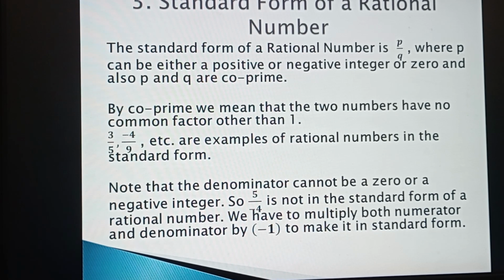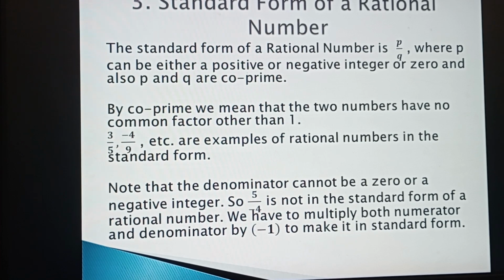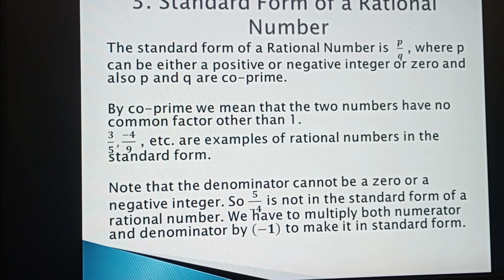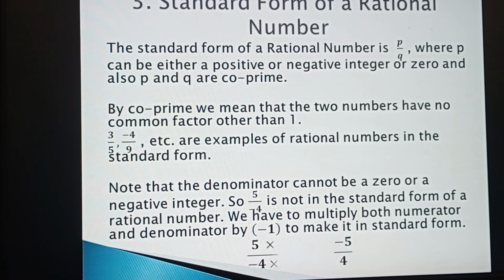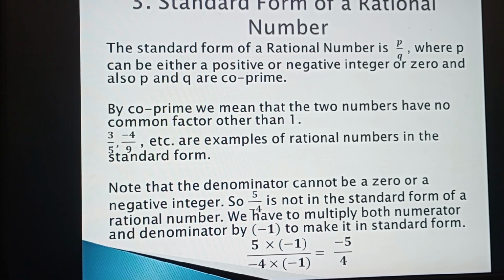You can note that 5 by minus 4 is not in the standard form, even though 5 and 4 are co-prime. Why? Because the denominator is negative. So we have to multiply both numerator and denominator by minus 1 to make it in the standard form. And we get it as minus 5 by 4.